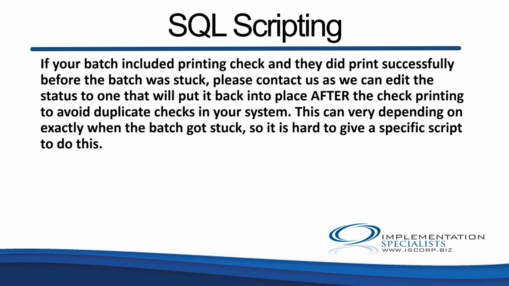So if you already printed your checks and you set it back to 0, you have to rerun everything, including the printing of the checks, which can cause duplicate checks in your system, duplicate payments to be seen, and you can void those checks one at a time. Or you can give us a call and we can make sure that we get that batch status to successfully printed checks, and then you would move on normally from there.